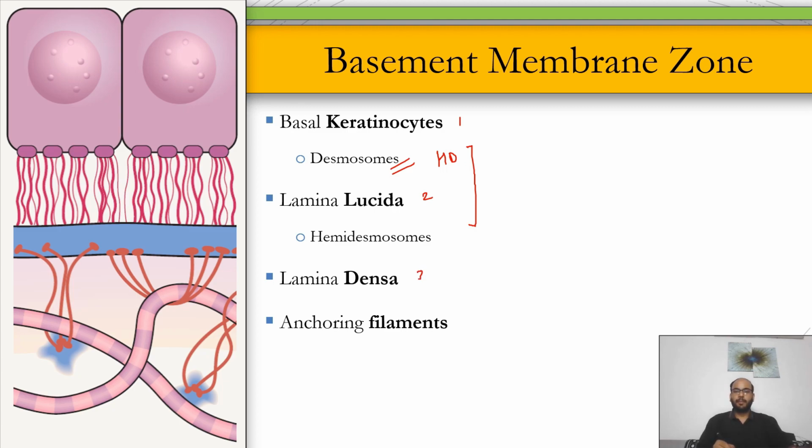The third is lamina densa, which is the blue one. And then fourth are the anchoring filaments, which are present at the level of the dermis. Okay. So this is essentially a recap from last week's video.